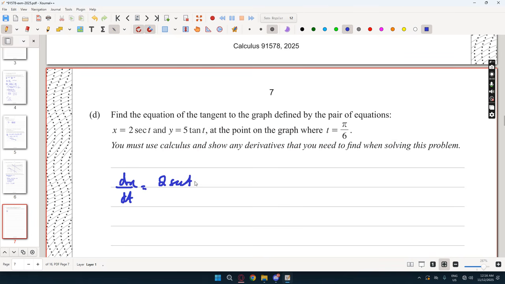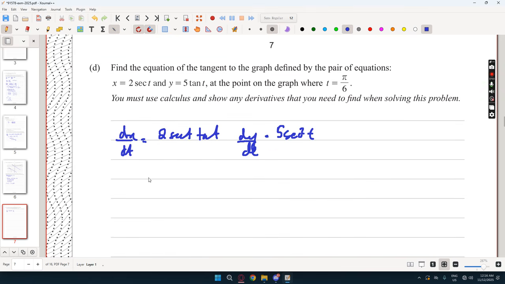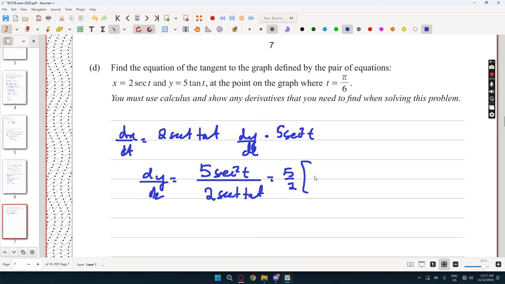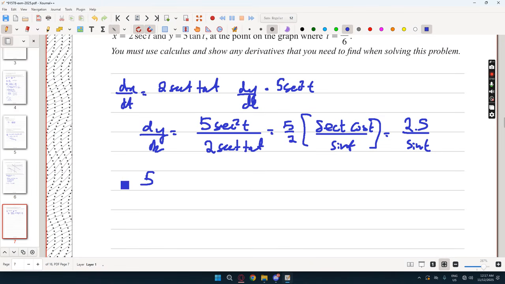dx/dt is 2 sec t tan t, dy/dt is 5 sec squared t, so dy/dx is 5 sec squared t on 2 sec t tan t, equals 5 halves sec t on tan t. But dividing by tan t is the same as multiplying by cos t on sin t, so really it's just 2.5 on sin t. When t equals pi on 6, sine of pi on 6 is a half, so you get 5.